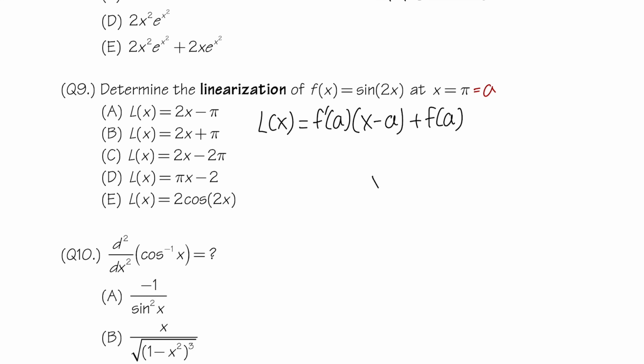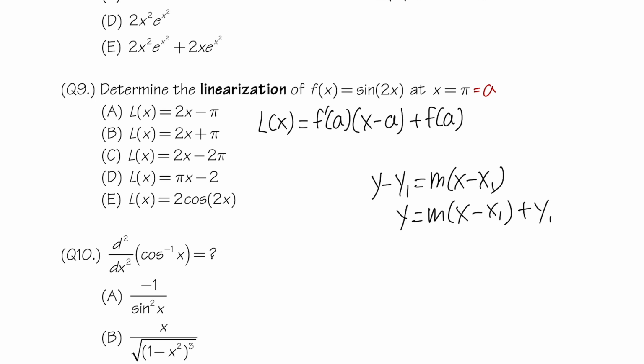Check this out. y minus y1 equals m times x minus x1, yeah? And then we add the y1 to both sides. y equals m times x minus x1 plus y1. x1 is the a, and y1 is when you plug a into the function, and the slope is the derivative of the function at a. So really, it's just the same as the point slope form of the line.